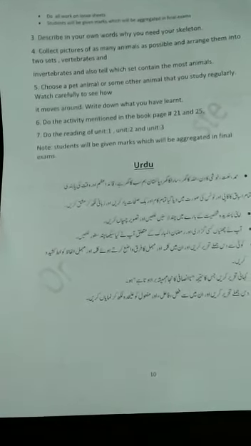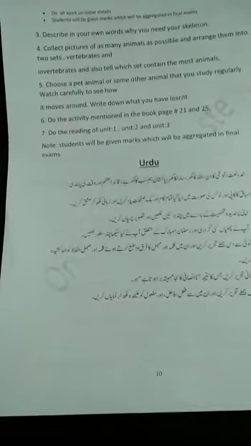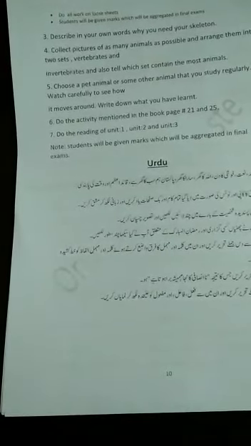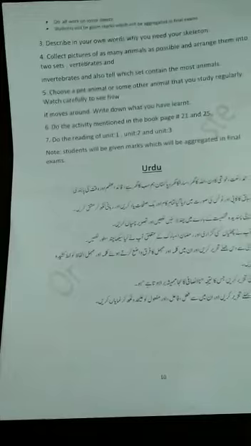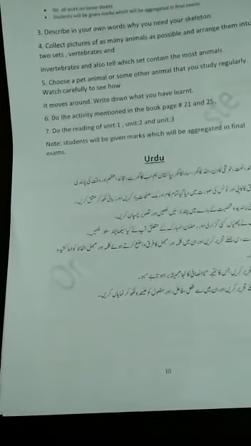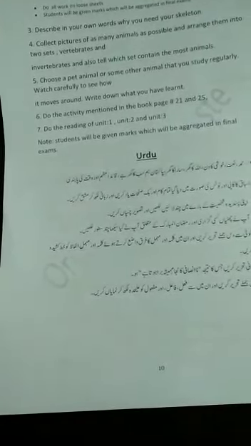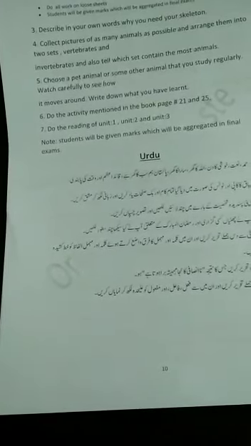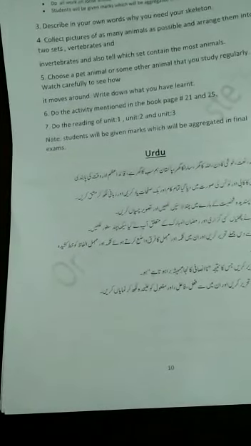Then there is a question 4, kids have to collect pictures of animals, as many as they can, suppose it could be up to 10, and arrange them into 2 sets, vertebrates and invertebrates, and also later they will tell which set contains the most animals. Now the next one is question 5. Choose a pet animal or some other animal that you study regularly. Watch carefully to see how it moves around and write down what you have learned.